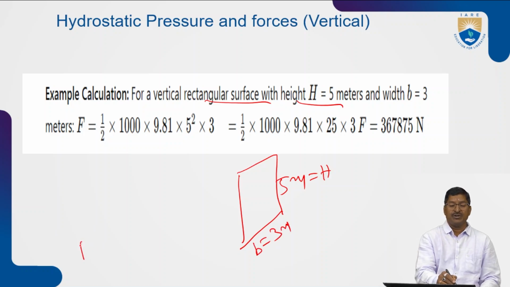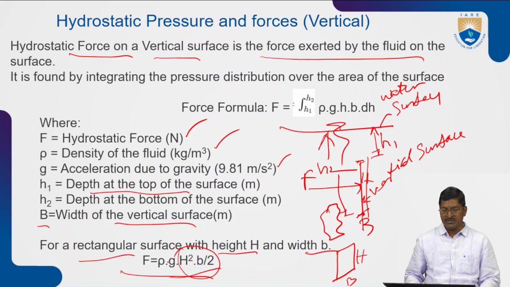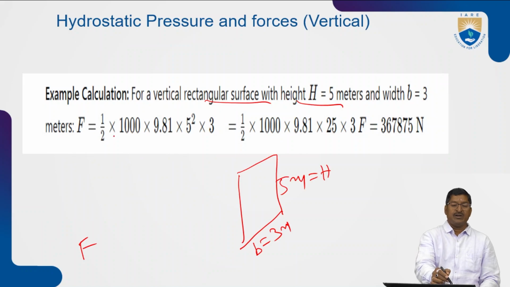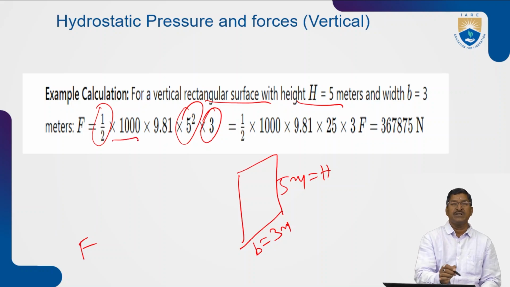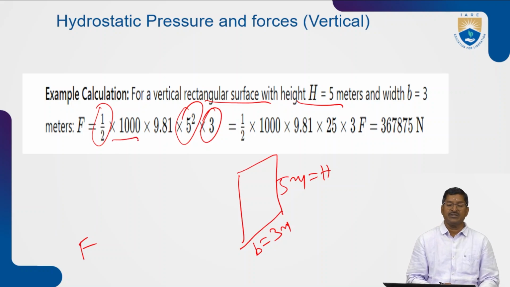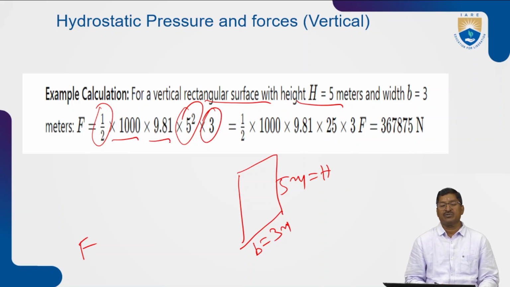Then the force. The force formula is here: rho g h square into b by 2. So h and b are related to the surface, multiplied by rho g. Here the half is there. So h is 5 meters squared. The width of this rectangular surface is 3 meters. And rho is the density of the water, 1000 kg per meter cube, and g is 9.81 meter per second square.